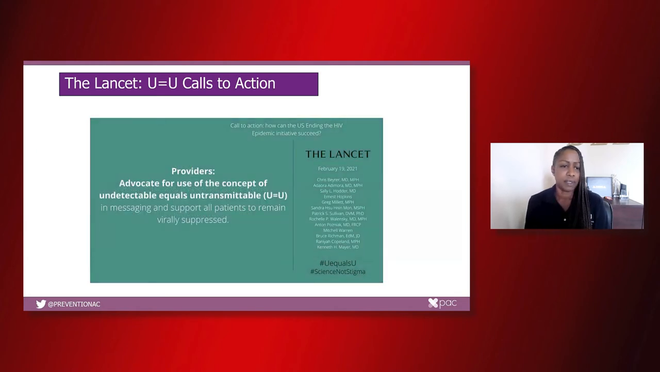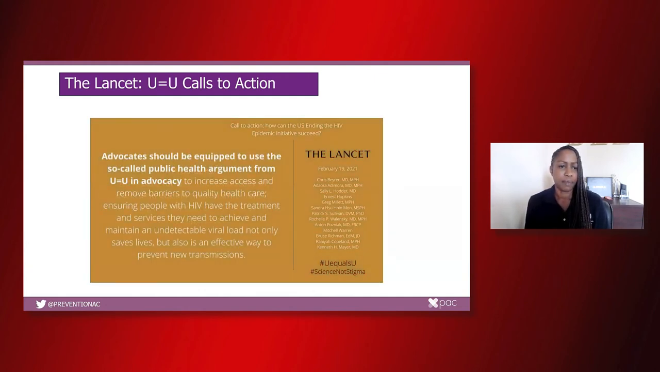The second one is providers. Advocate for use of the concept of undetectable equals untransmittable in messaging and supporting all patients to remain virally suppressed. Next slide. Advocates should be equipped to use the so-called public health argument from a U equals U advocacy. And this is going to increase access and remove barriers to quality healthcare. So you can use this strategy when conveying these messages, talking to your legislator. You can use the U equals U strategy. Next slide, please.